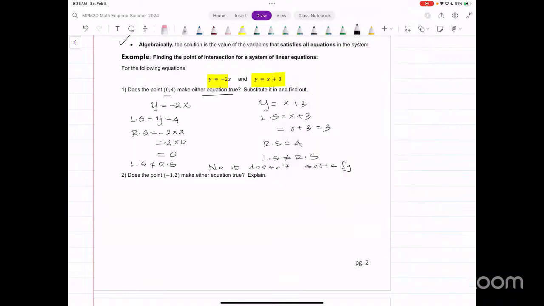Okay. Does the point negative 1, 2 make the equation true? So can you just quickly work it out?